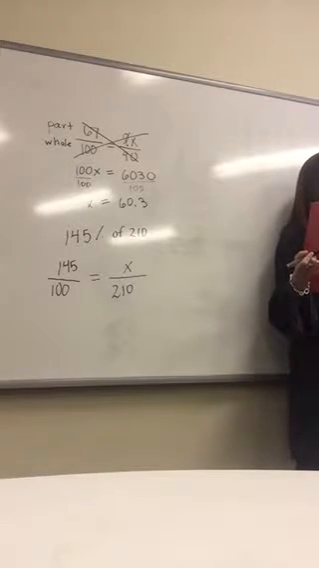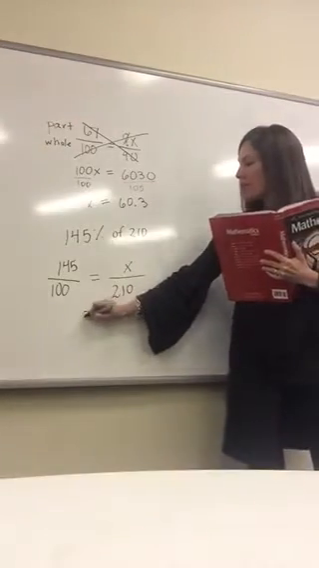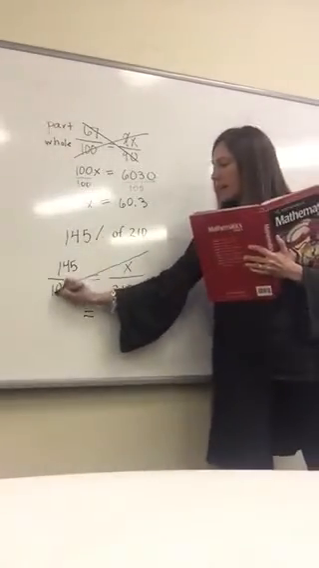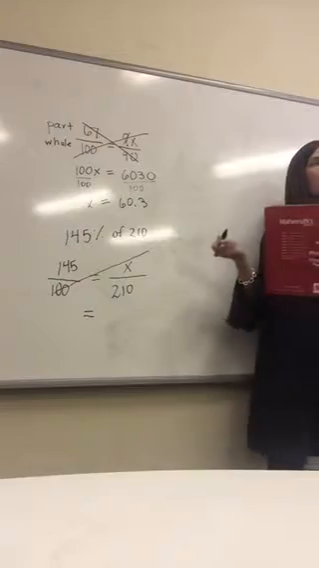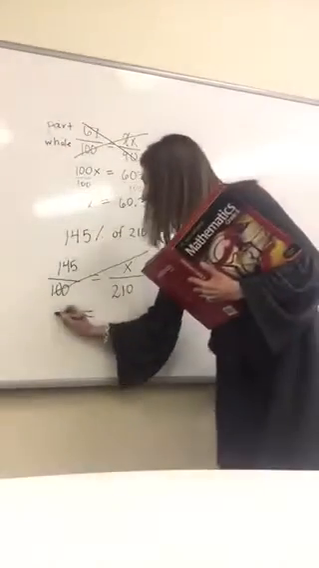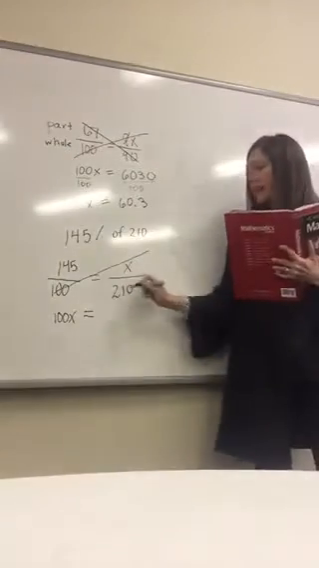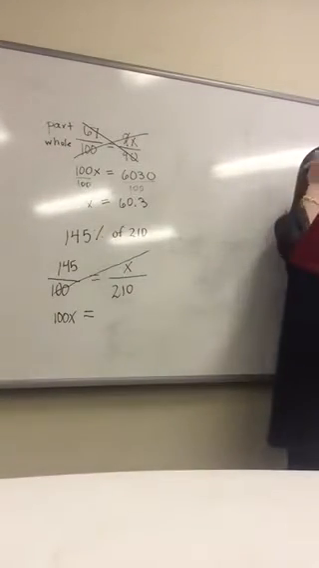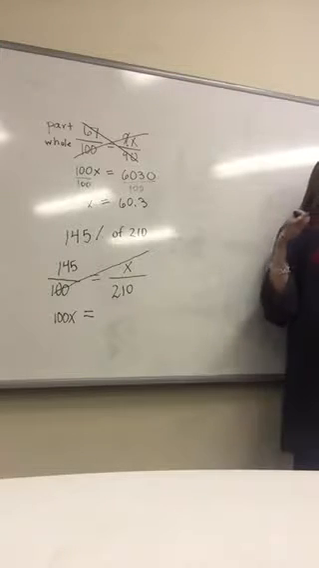What kind of multiplication? What do we call that? Good. Cross multiplication. So on this side, what's this going to be, Sarah? What is it? Yes, 100x. And then this is going to be 145 times 210. Anybody want to do that for me? Natalie, can you do that? I'm sorry, not Natalie. Lily, can you do that?